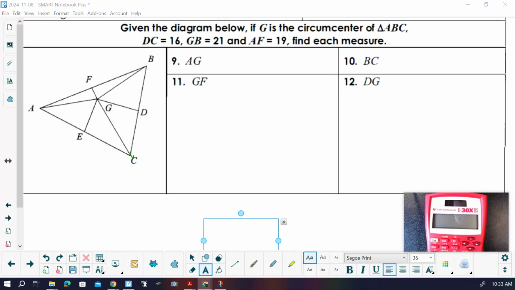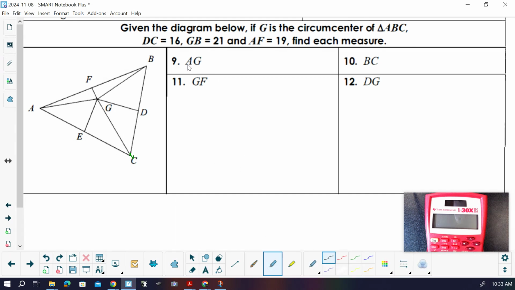All right, so we're going to do problems 9 through 12 on this review page. Let me get my pen here. And so we're going to start with just thinking about what this is. It says, given the diagram below, G is a circumcenter of triangle ABC. So it's a circumcenter. Circumcenter implies what?